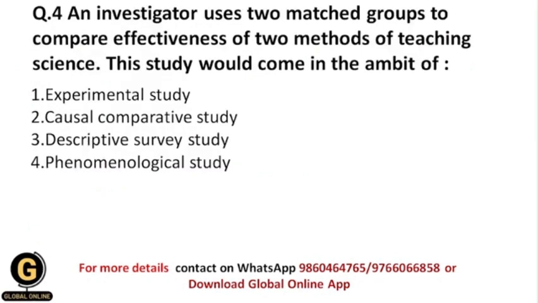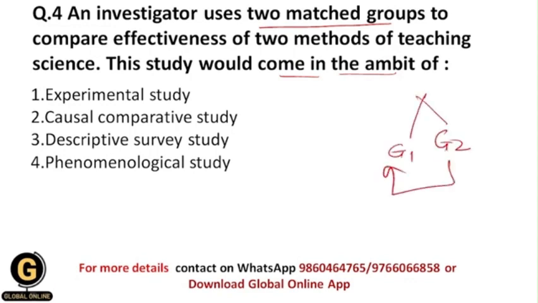An investigator uses two matched groups to compare the effectiveness of two methods of teaching science, and this study would come in the ambit of. So the investigator wants to see the effectiveness of two methods of teaching science, and for that he has made two matched groups. So basically I have two groups over here, group 1 and group 2, and I'm going to compare these groups because I want to study the effectiveness of two methods of teaching science.